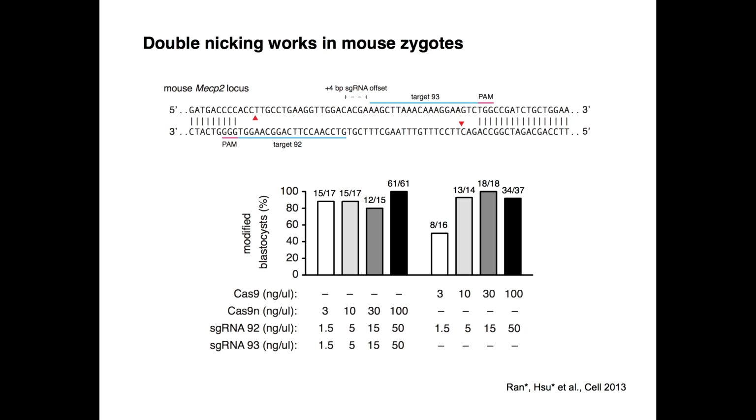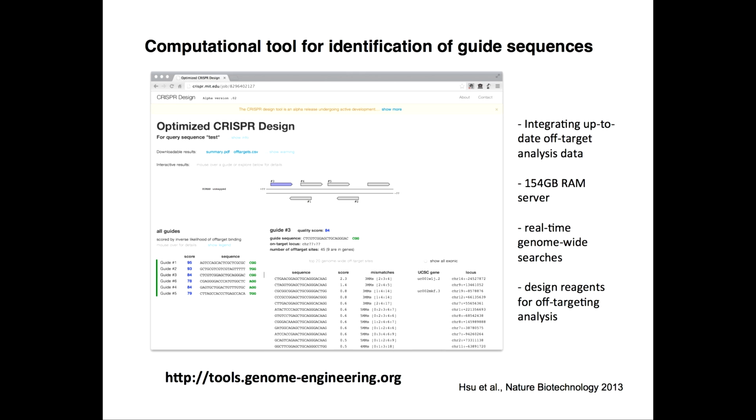So we took all this data together and generated a computational tool to identify guide sequences. This is probably a slide that you'll all be very interested in if you want to use CRISPR. You can find this tool at tools.genome-engineering.org or simply crispr.mit.edu. Basically what this tool does is it allows you to input your exon of interest. Let's say you want to modify in your cell line or in your animal a particular genomic locus. You can take that exon of interest and input it into the program, and then it will identify automatically what all the possible guide RNAs could be.